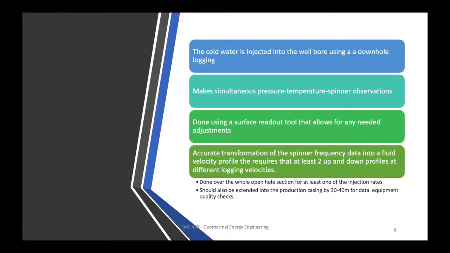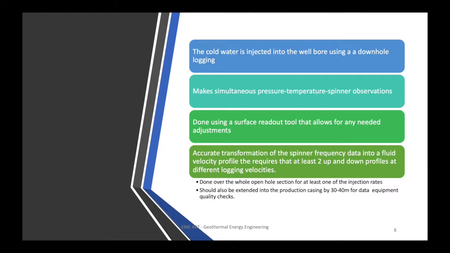In this process, the cold water is injected into the wellbore using a down-hole logging tool. This tool makes simultaneous pressure temperature spinner observations. Using a surface readout tool, the information is monitored, and if needed, any adjustments can be made.